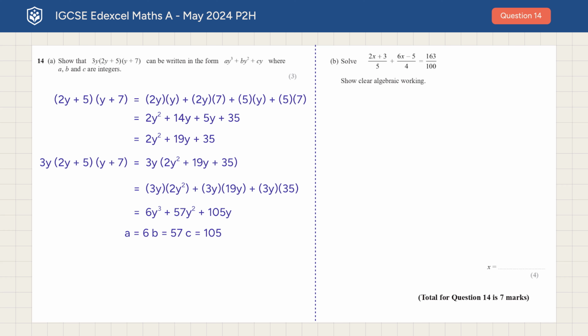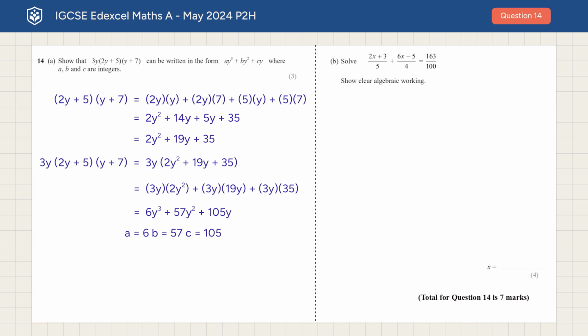Part B asks us to solve an equation involving fractions. We have (2x + 3)/5 + (6x - 5)/4 = 163/100. First, we need to find a common denominator for the two fractions on the left. The lowest common multiple of 5 and 4 is 20. To rewrite the first fraction with a denominator of 20, we multiply both the numerator and denominator by 4. This gives us 4(2x + 3) all over 20. To rewrite the second fraction, we multiply by 5. This gives us 5(6x - 5) all over 20.